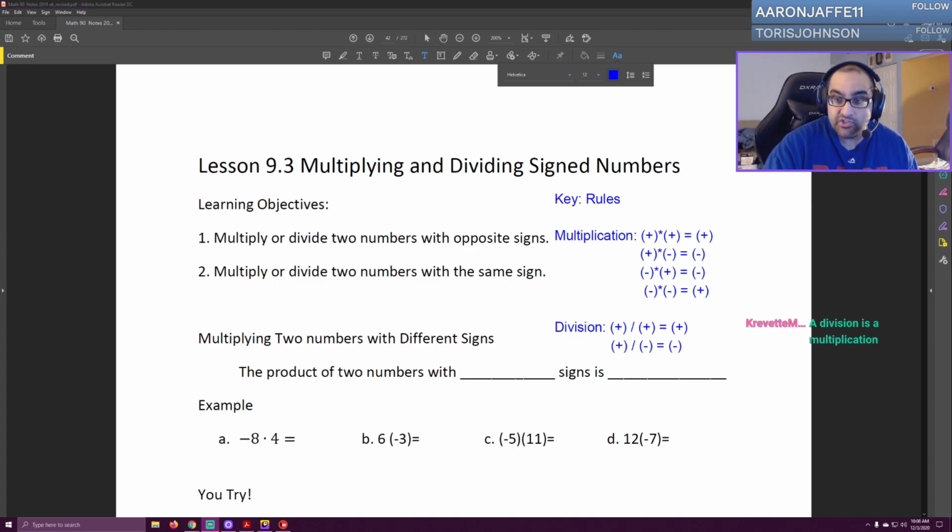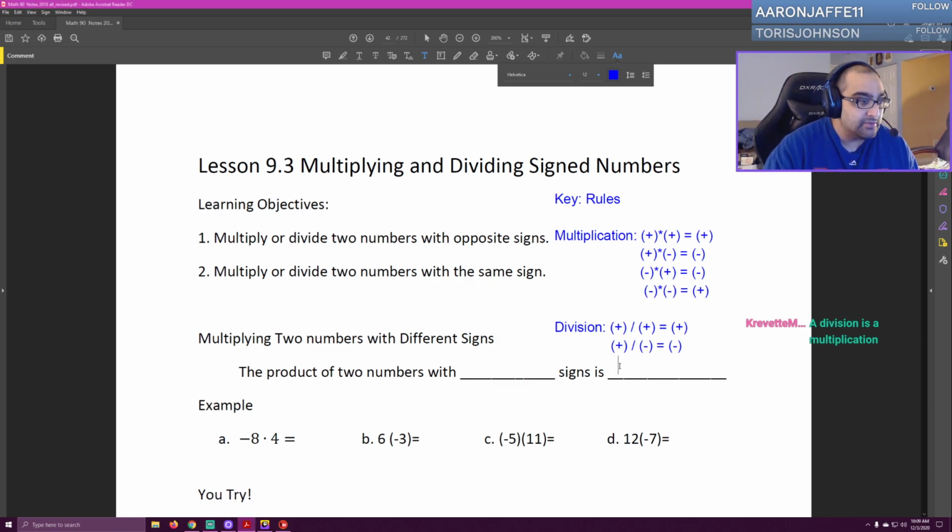A division is a multiplication, that's correct. Just another way to write multiplication is a division, but with fractions. So maybe not so great, if you like fractions or not.